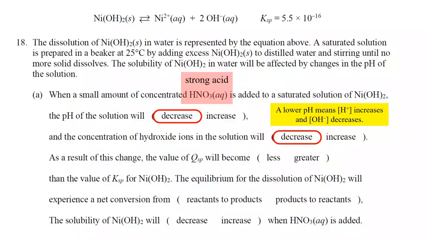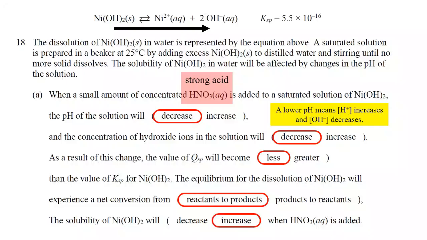As a result of this change, the value of QSP will become less than the value of KSP for nickel hydroxide. And the equilibrium for the dissolution of nickel hydroxide will experience a net conversion from left to right, or from reactants to products. The solubility of the nickel hydroxide will increase when a strong acid such as nitric acid is added. Now on to part B.